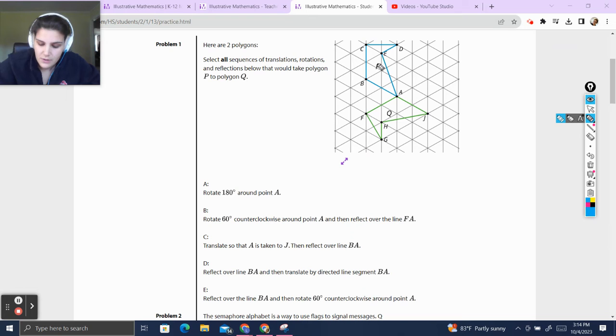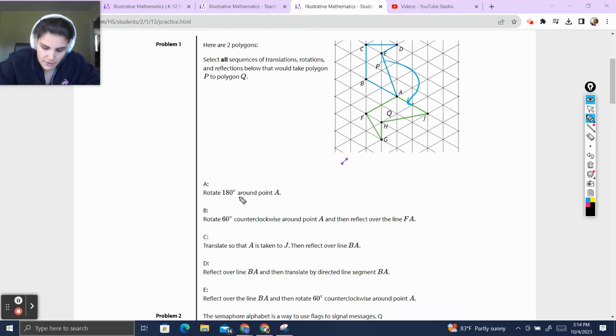And the first thing I do is I say P is going to Q. That's important for me to draw, just to make sure that I'm moving in the right direction, because P to Q would be a different sequence of transformations than Q to P. So I'm going to check all of my answers now.